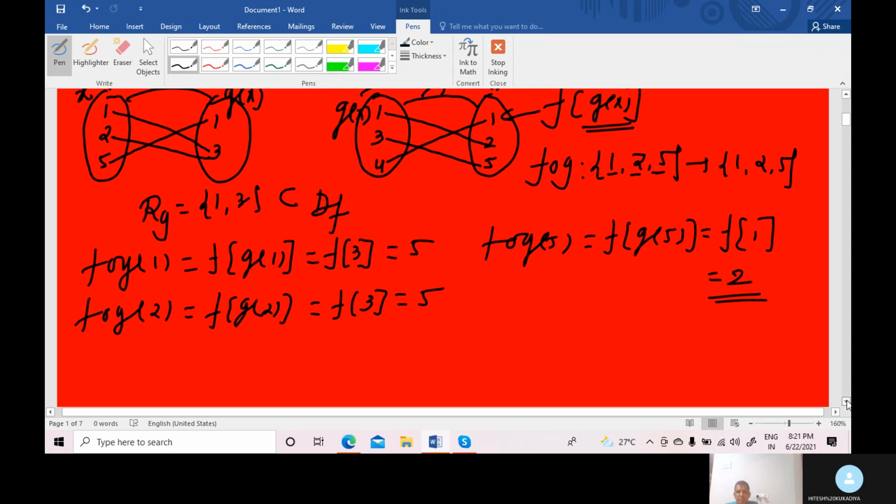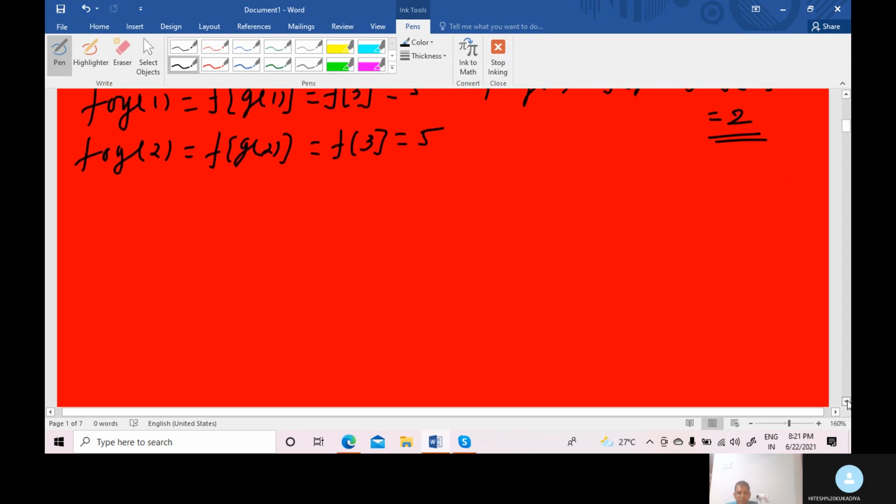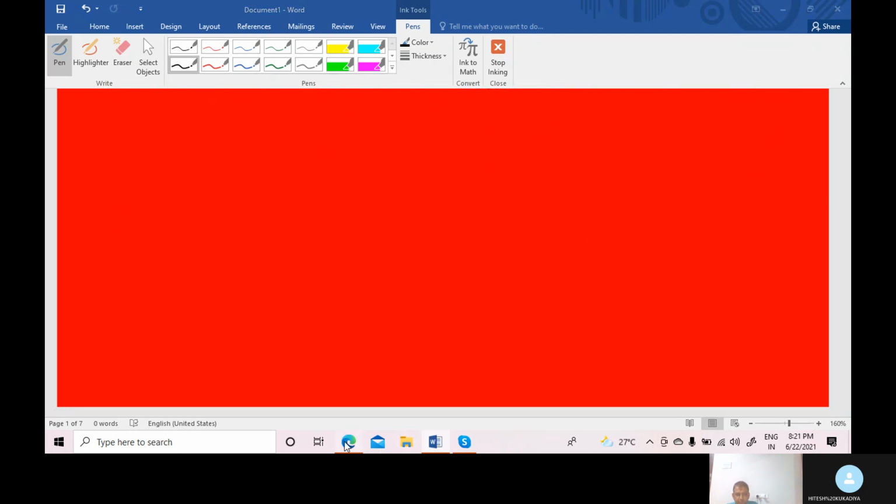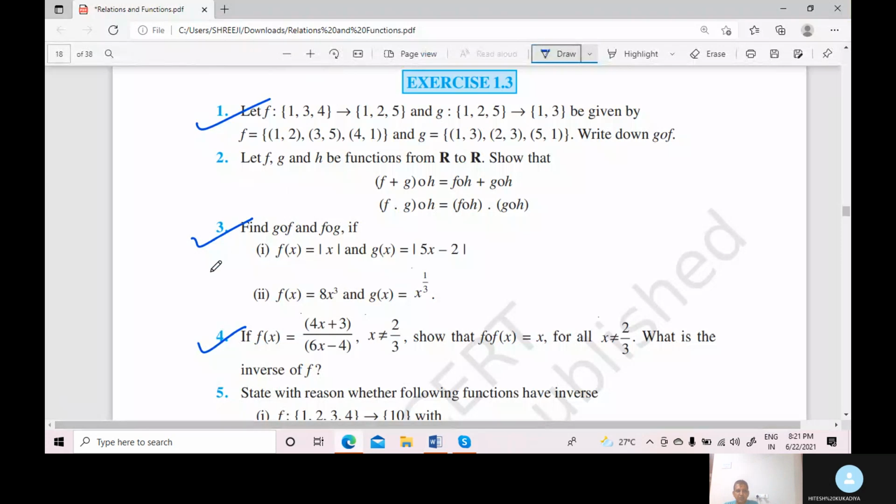Now continue to the next question. Look at your textbook. Now we discuss question number 3. Here we directly find g∘f and f∘g. A total of two sums are given. Very easy, very easy. We calculate here.